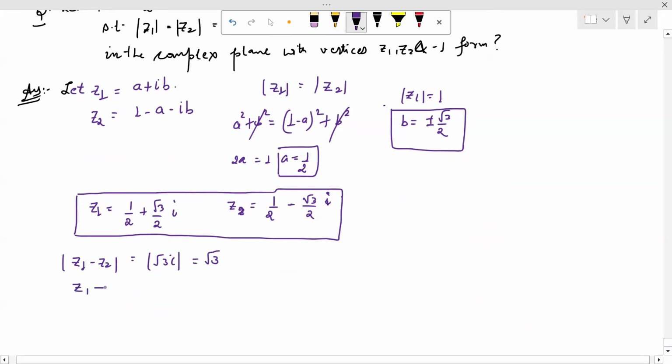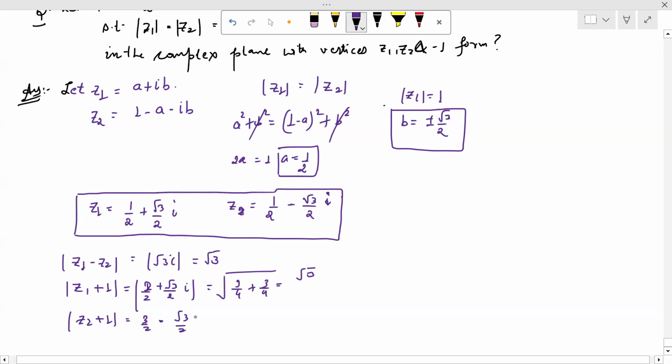What is Z1 minus minus 1? Z1 minus minus 1 would be Z1 plus 1. So it is equal to 1 plus 1 by 2, which is 3 by 2, plus root 3 by 2 iota, modulus, which is certainly root over 9 over 4 plus 3 over 4, which is again simply root over 3. And if you take Z2 minus minus 1, which is Z2 plus 1 modulus, it is 3 upon 2 minus root over 3 upon 2 iota modulus, which is again simply root over 3.